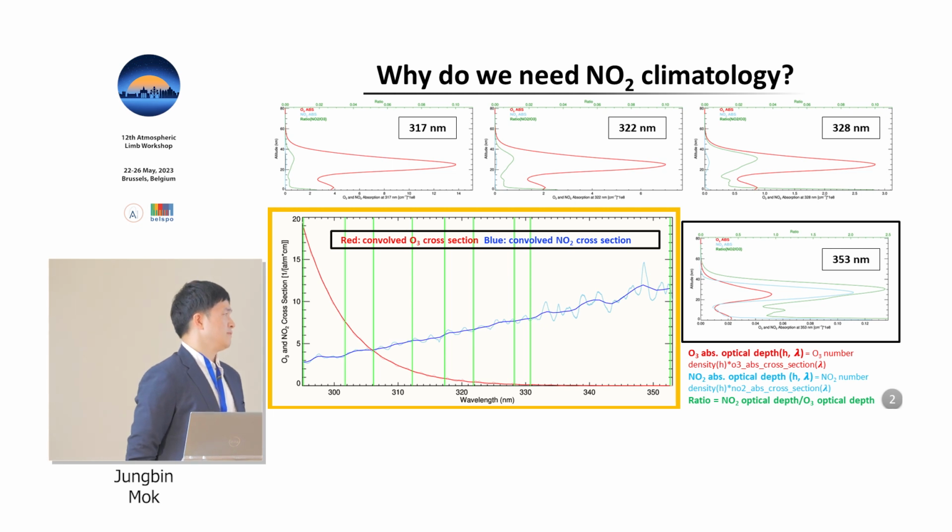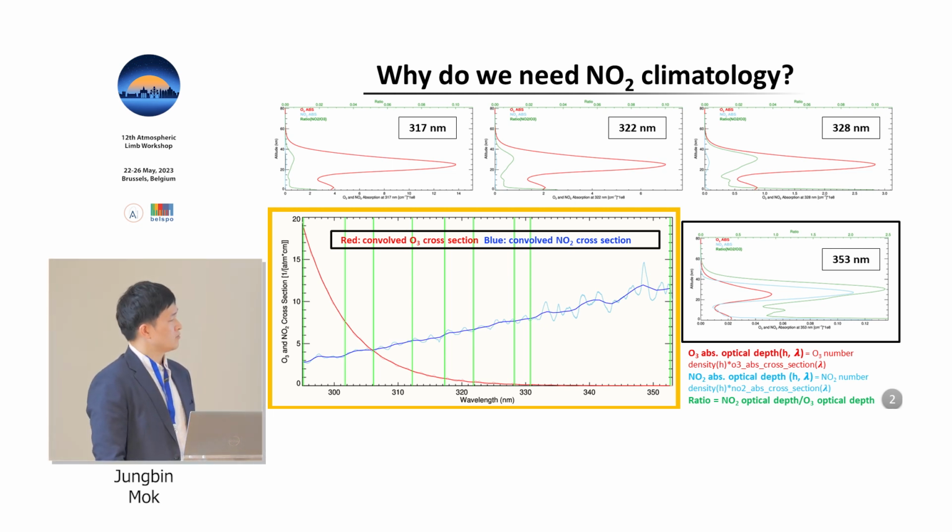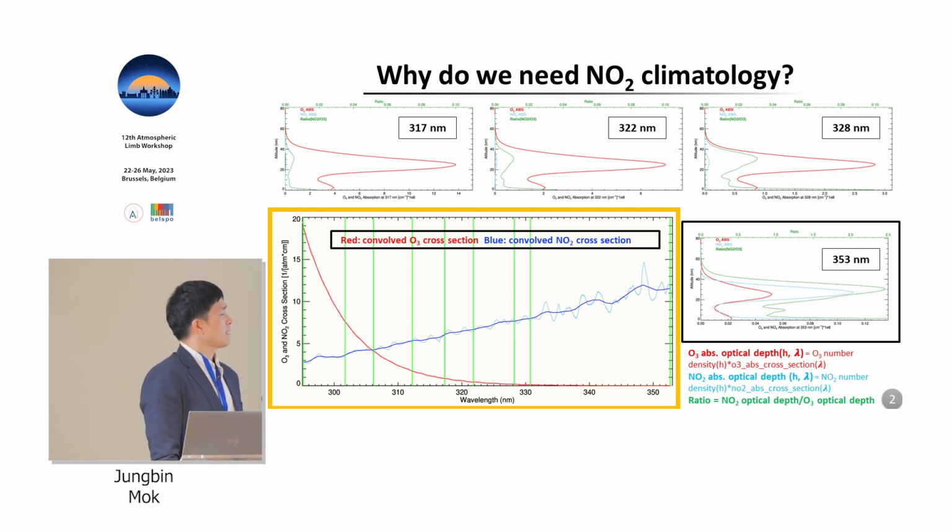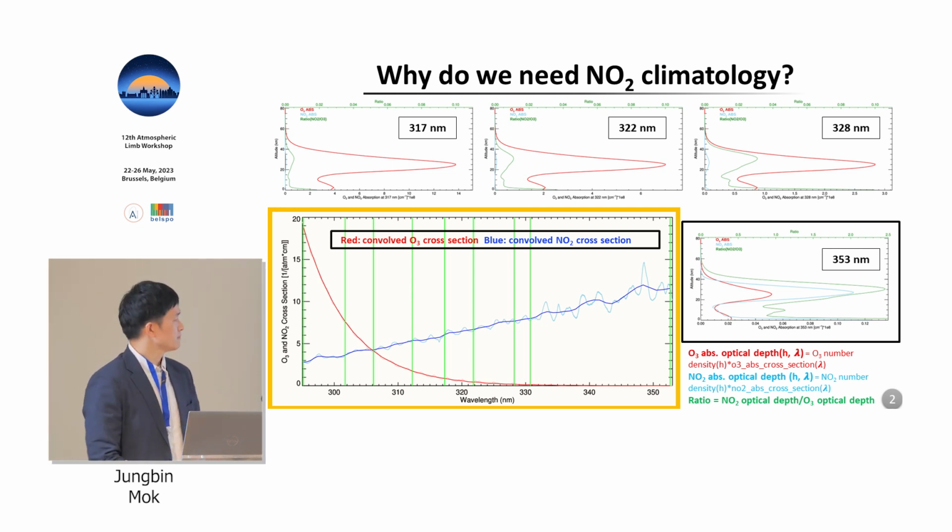Especially at 353, we use 20 and 40 kilometers for the altitude registration. So it is important to consider regional NO2 profiles as a climatology.